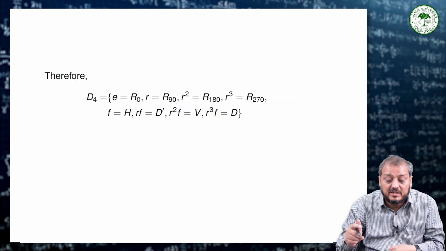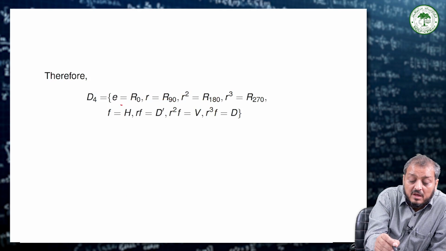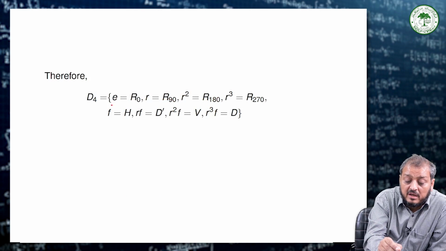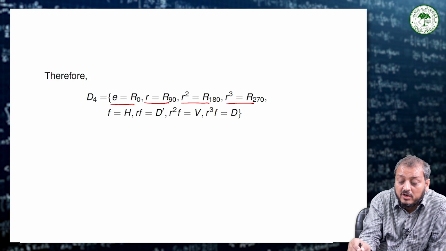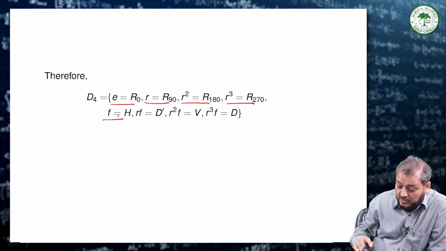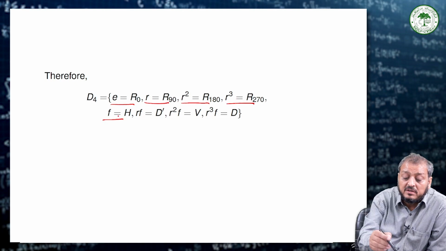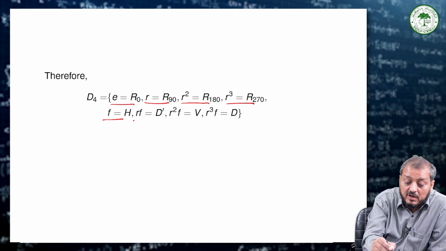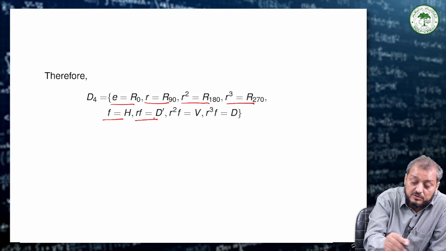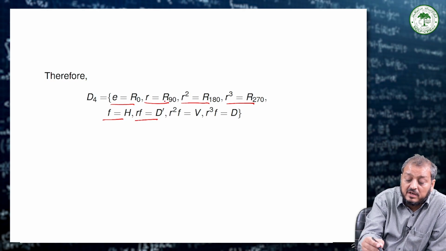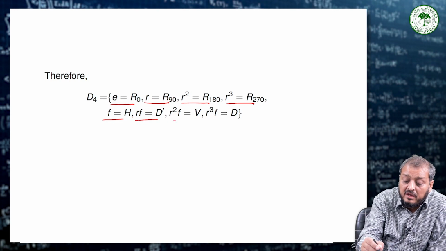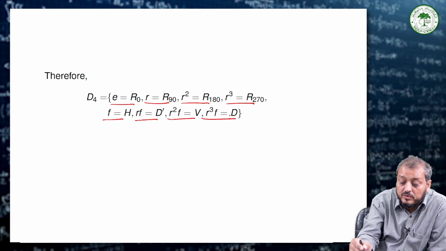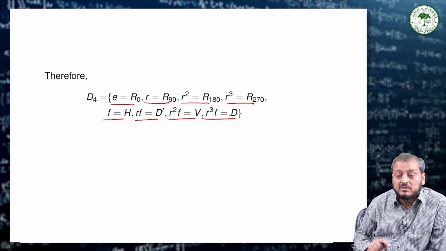I just denote it in this form: R is equal to R 90, R squared, and R cubed is equal to this. F is denoted as H. Then RF is equal to D prime. Then you just see this R 90 in this, and R squared, R 180, is equal to V, and R cubed is similarly this.